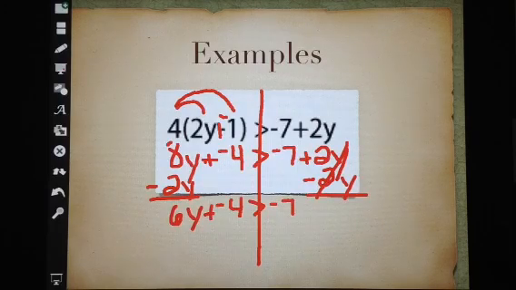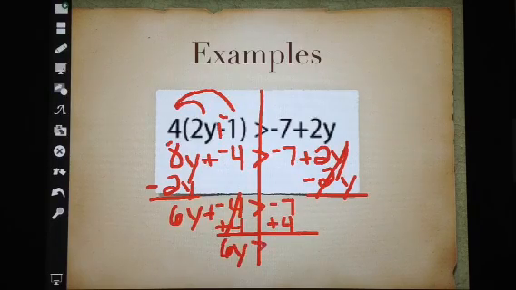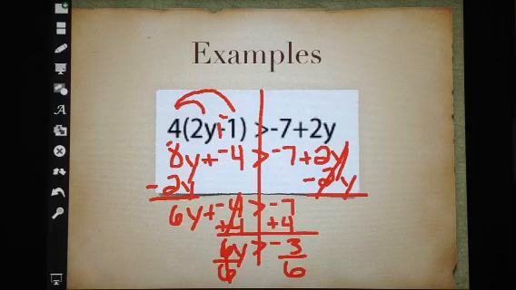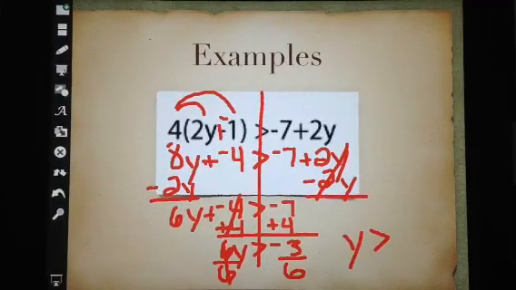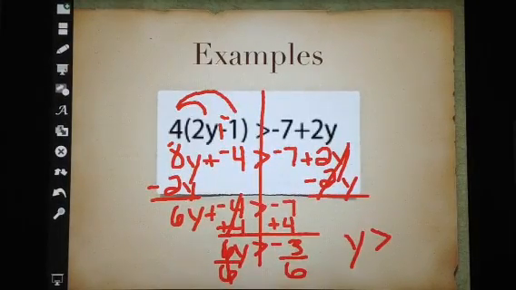Now it's just a two-step inequality, so I'm going to add 4 to both sides. I'm left with 6y is greater than negative 3. I'm going to divide by 6. Because I'm dividing by 6, it's a positive number. Again, I don't flip the inequality sign on this one. Just because there's a negative in the problem doesn't mean I flip it. So I am left with y is greater than, and then this one, it might be easier just to leave it as a reduced fraction, which if you know 3/6 is reduced to 1/2, so it's negative 1/2.